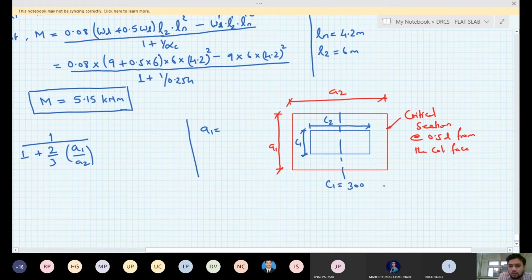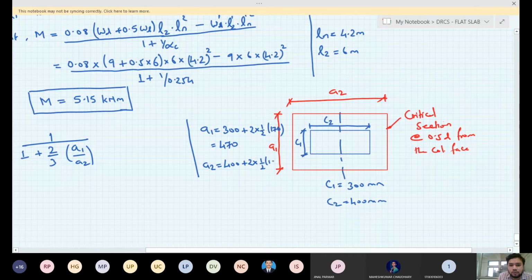and C2 is 400 mm. So it will be 300 plus 2 into 1/2 of this, how much it was? 170, no? So times 170. So it will be 470. Okay, and A2 will be 400 plus 2 into 1/2 of 170. So this will be again 570.